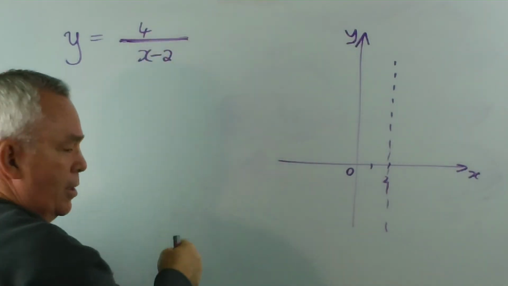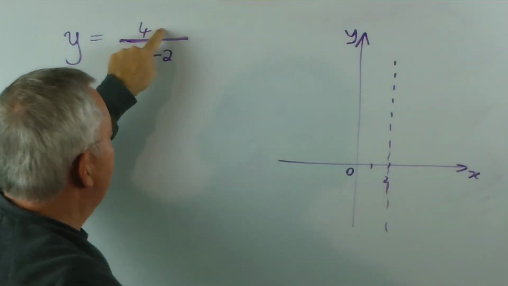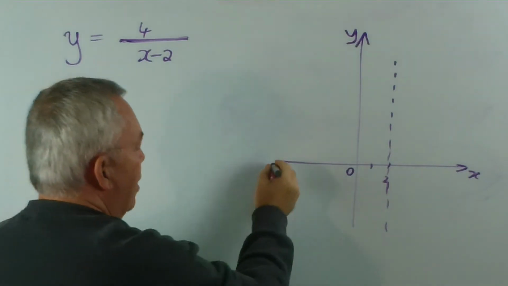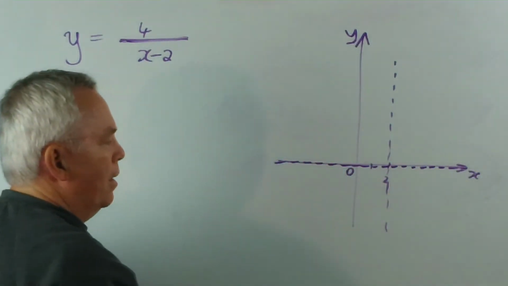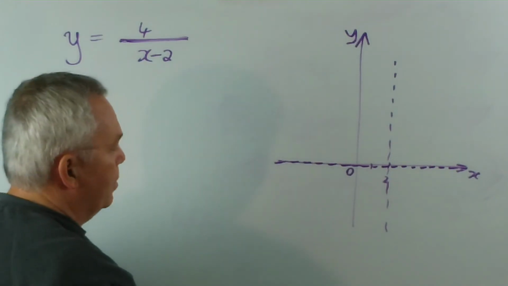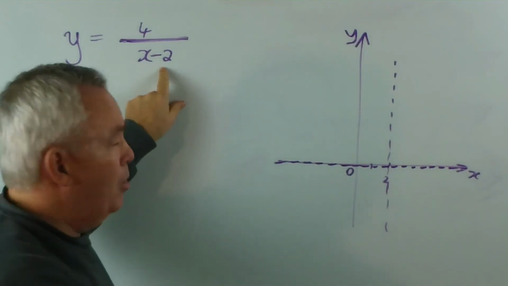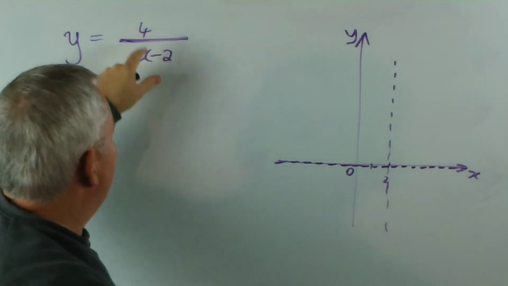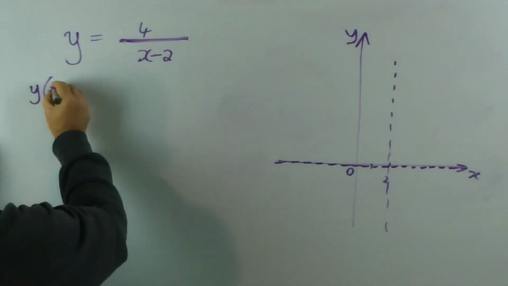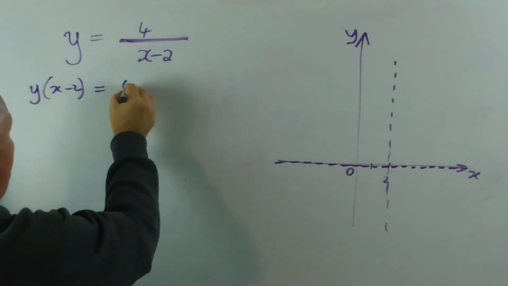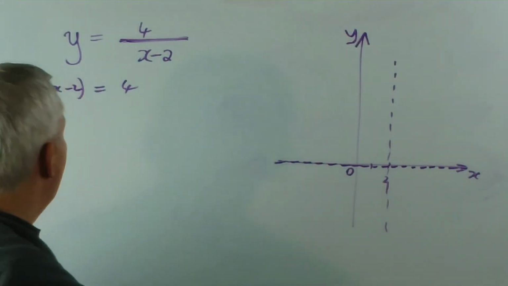And we learnt, as the first of those three things that we looked at, that when the numerator has a degree smaller than the denominator, we have a horizontal asymptote at y equals 0. Now you should recognise this as your basic hyperbola. The 4 means that we're looking for factors. If I rearrange this, y times x minus 2 equals 4. We're looking for factors that multiply to make 4.